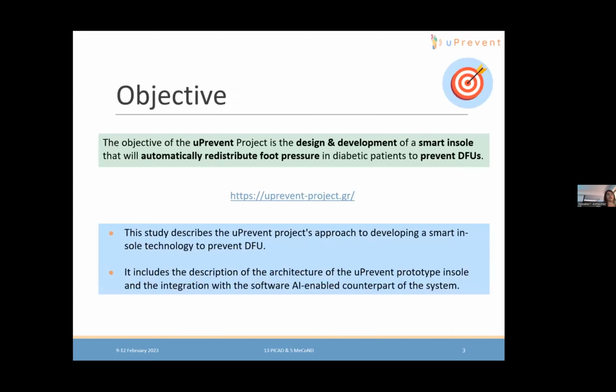The objective of the uPrevent project is the design and development of a smart insole that will automatically redistribute foot pressure in diabetic patients to prevent diabetic foot ulcers. This study describes the uPrevent project's approach to developing a smart insole technology to prevent diabetic foot ulcers. It includes the description of the architecture of the uPrevent prototype insole and the integration with a software AI-enabled counterpart of the system.